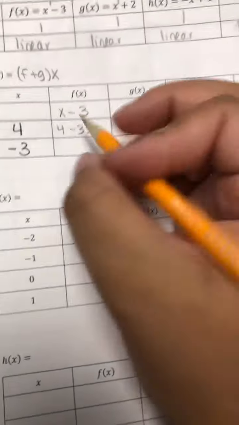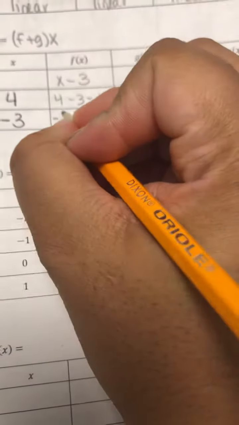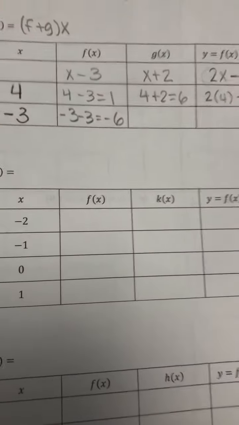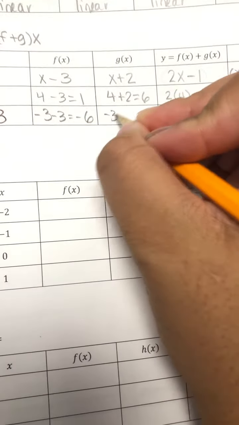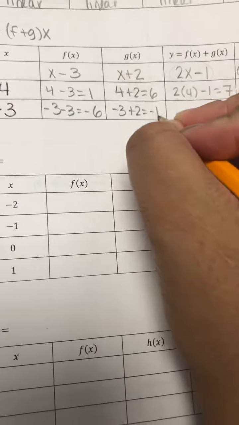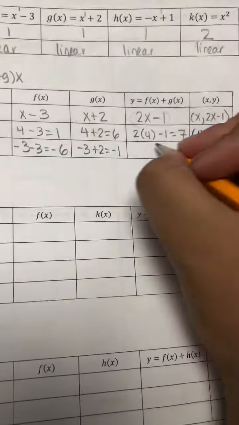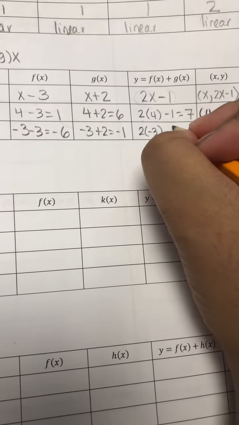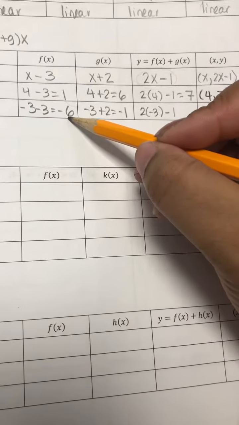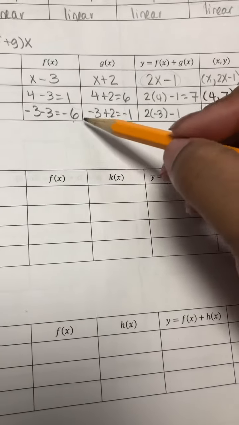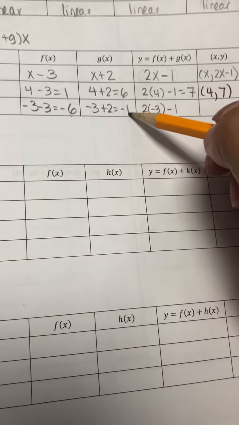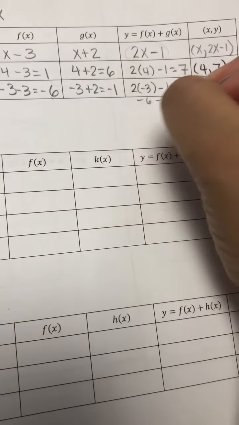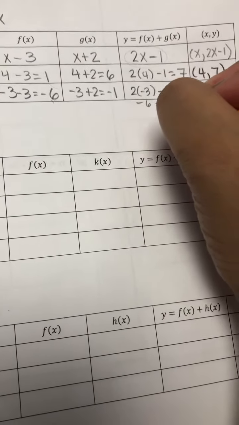And then finally, I'll do negative 3 minus 3. It's negative 6. Negative 3 plus 2 is negative 1. And then 2 times negative 3 minus 1. So I have a goal of having an answer of negative 7 because negative 6 plus negative 1 should be negative 7. And guess what? I do have negative 7.